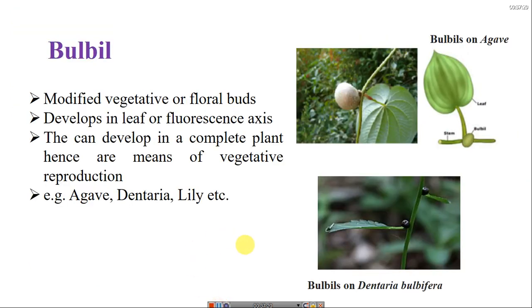The last important stem modification is the bulbil. Bulbils are modified vegetative or floral buds. Okay, what are these? Vegetative or floral buds that arise in the axil of the leaf or inflorescence. You see here the bulbil in the Agave plant and the bulbil in the Dentaria bulbifera plant. These bulbils on their own can develop into a full-fledged plant. So they are considered as a means of vegetative reproduction.